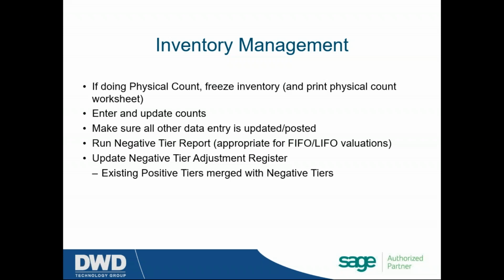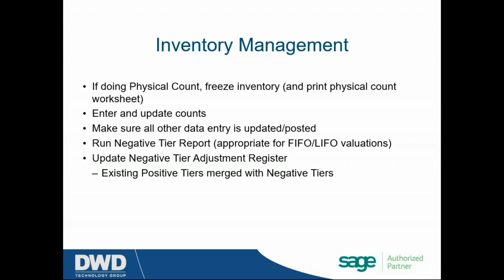And it will only merge them if there's enough to absorb that negative tier. So if I've got a positive tier of 15 and a negative tier of minus 10, it'll merge those tiers to leave me with the one with 5 on hand now. Okay?